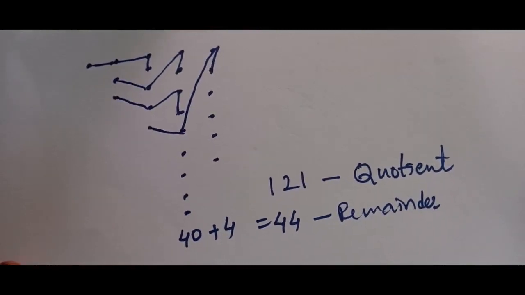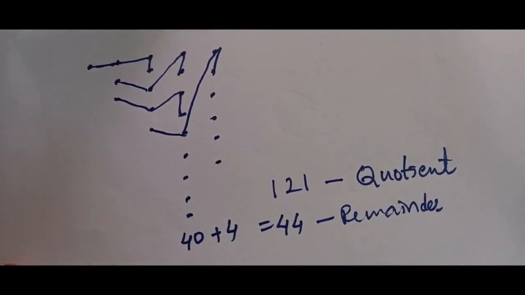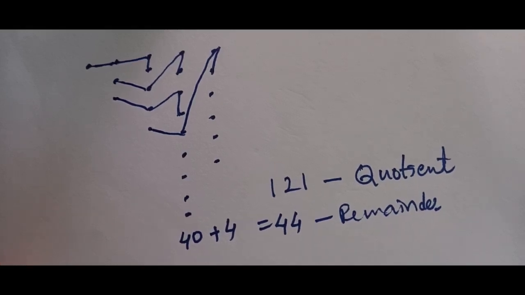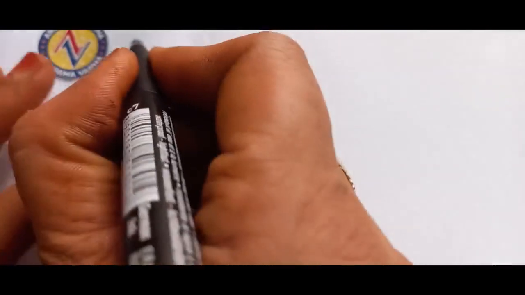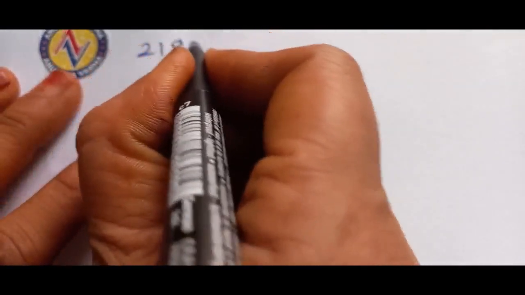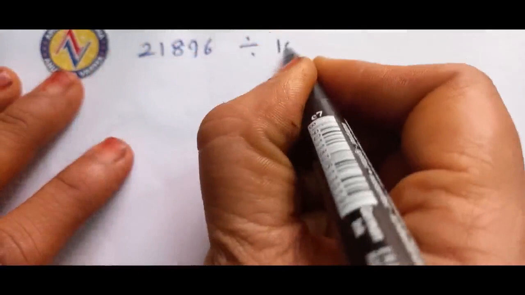Is it clear? For example, if 0 is there in the divisor, in that case, how to do it? Let's see with an example now. Let's take 21896 divided by 101.